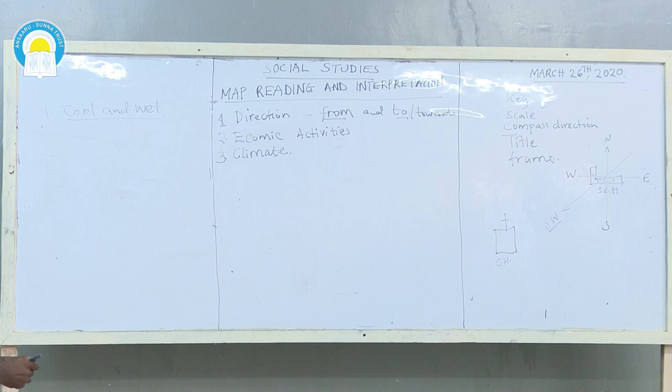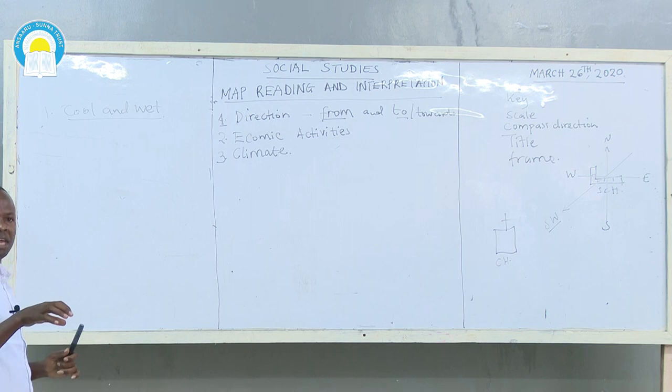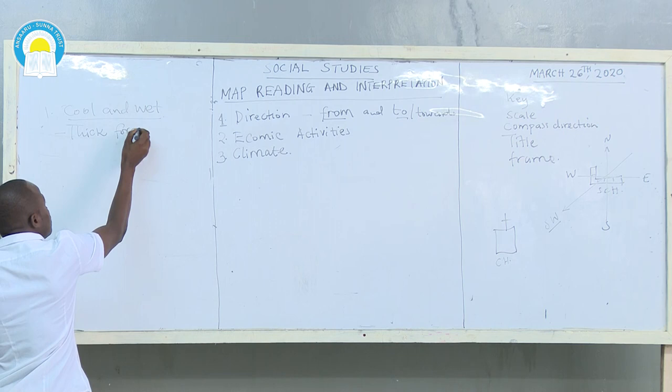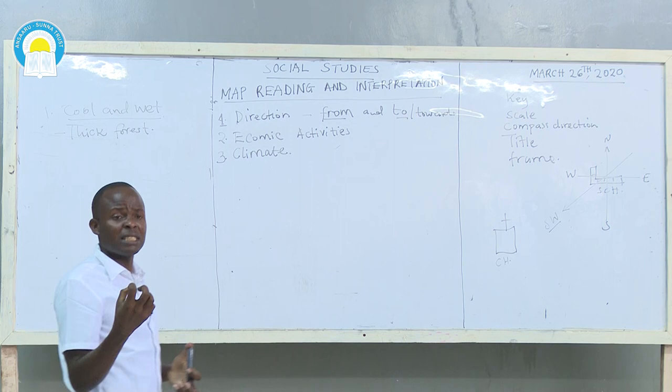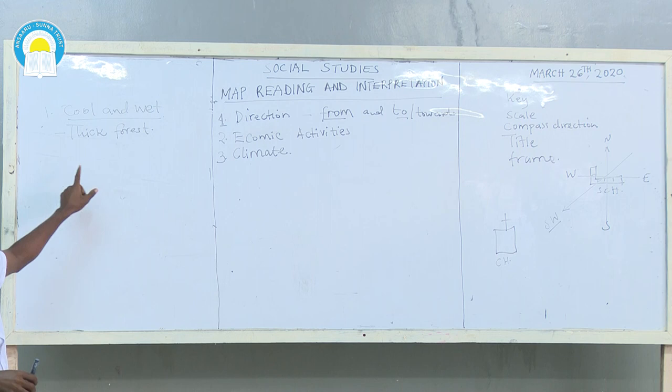Now, what evidence, or what are some of the things that when we see on the map will show us that that part of the area we are dealing with is cool and wet? Number one, when we see a thick forest under vegetation. Forests are always water catchment areas, so it means that area receives high rainfall. So a thick forest will tell us that the area is cool and wet.